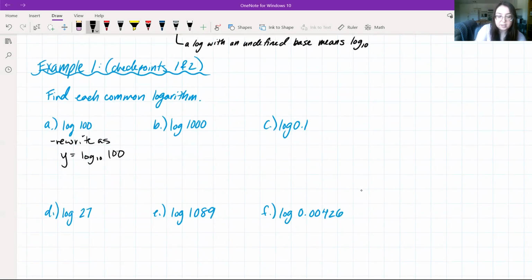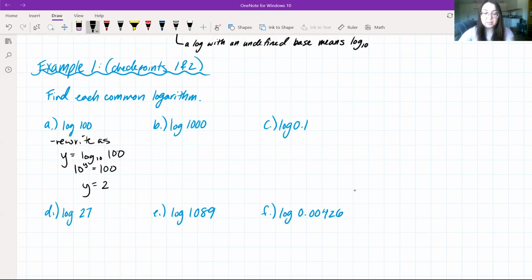So we know that this is equivalent to 10 to the y power is equal to x. So 10 to the y power is going to be equal to 100. So we can just take a moment to deduce what y might be. What do we know? If we use an exponent on 10, we'll create 100. And we should get y is equal to 2, since 10 squared, or 10 times 10, is going to be 100.